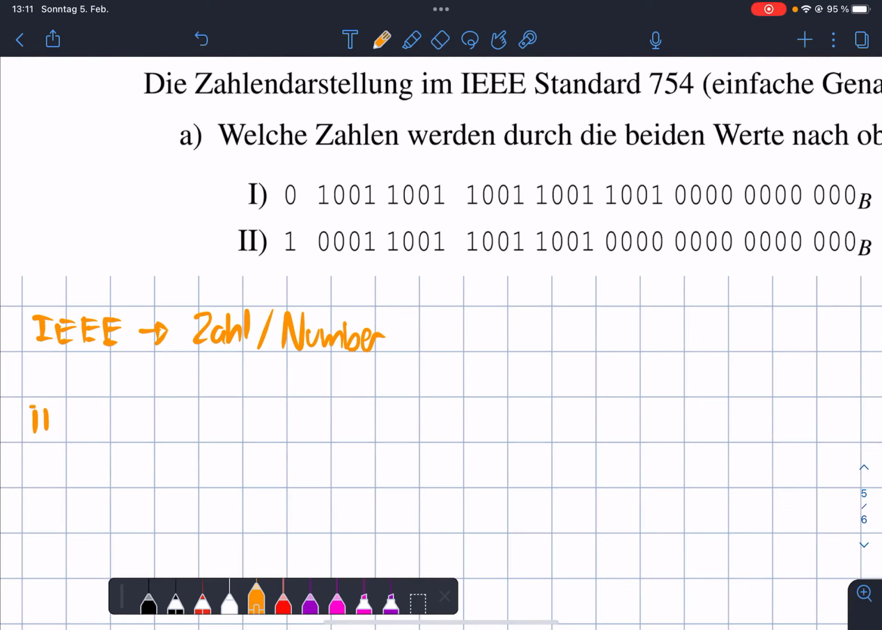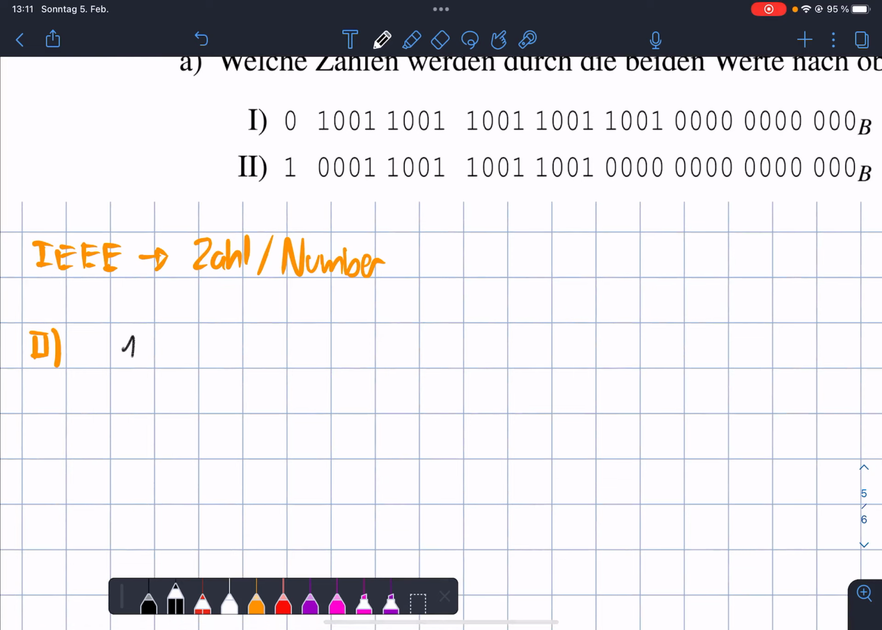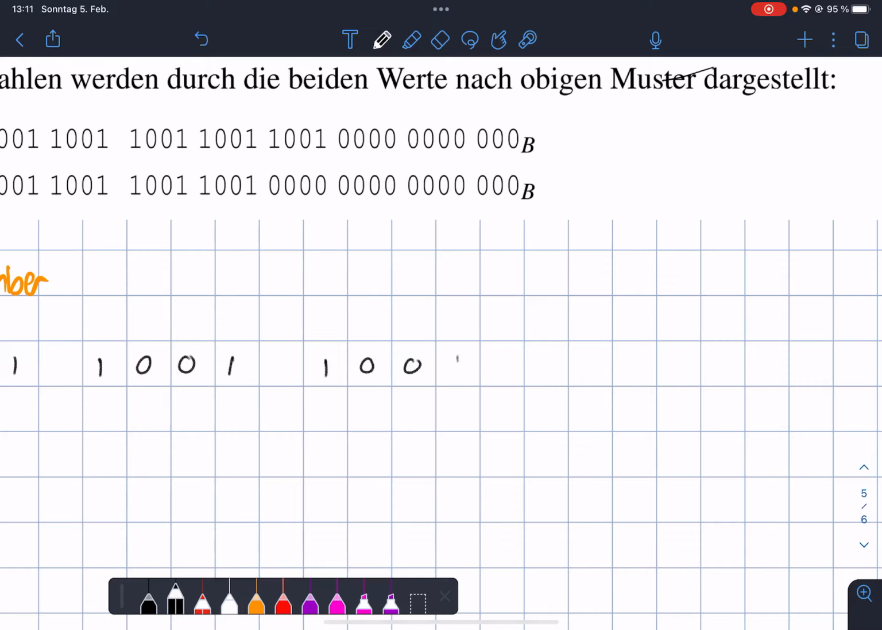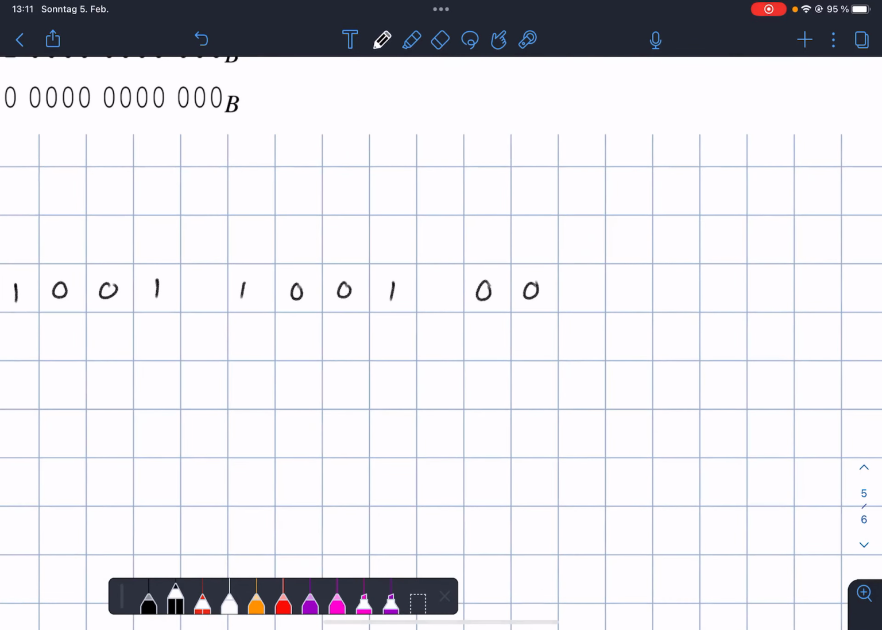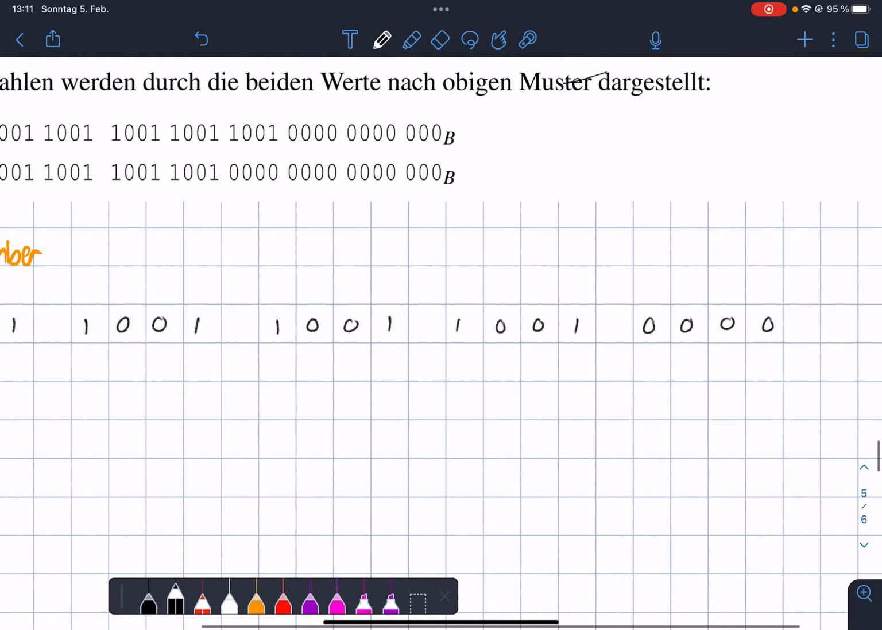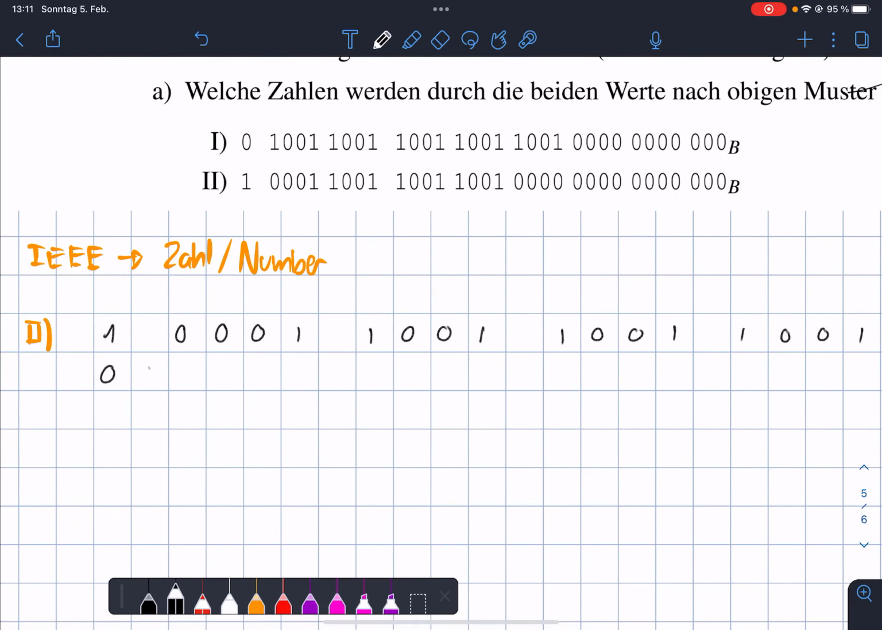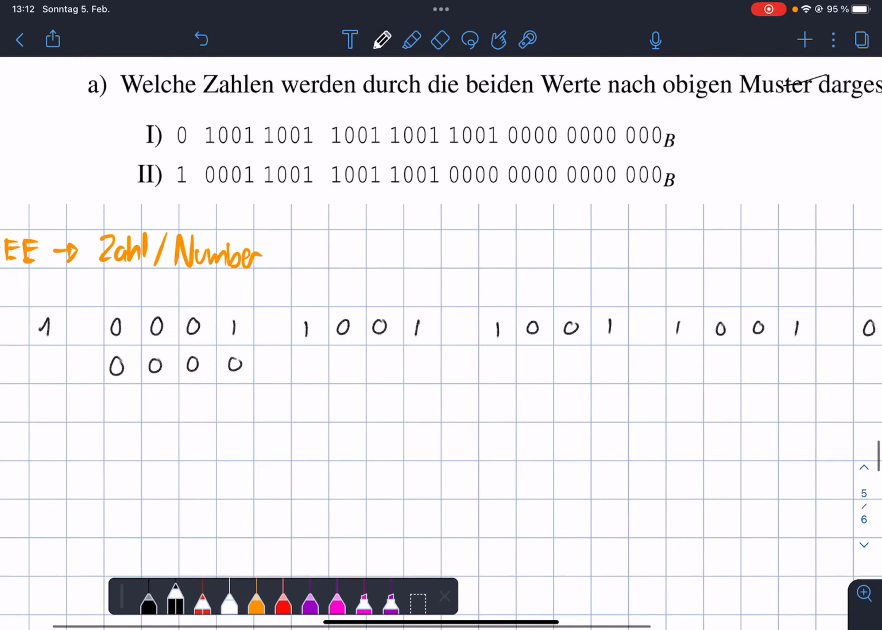Number 2 is quite simple. In this case, we have to take the big number, so we're going to write the big number. It's going to be 1, and then 0, 0, 0, 1, then 1, 0, 0, 1. And then again, 1, 0, 0, 1, 1, 0, 0, 1. And now just a bunch of other zeros. So in this case, it'll be 1, 2, 3, 4, and then 3 more.